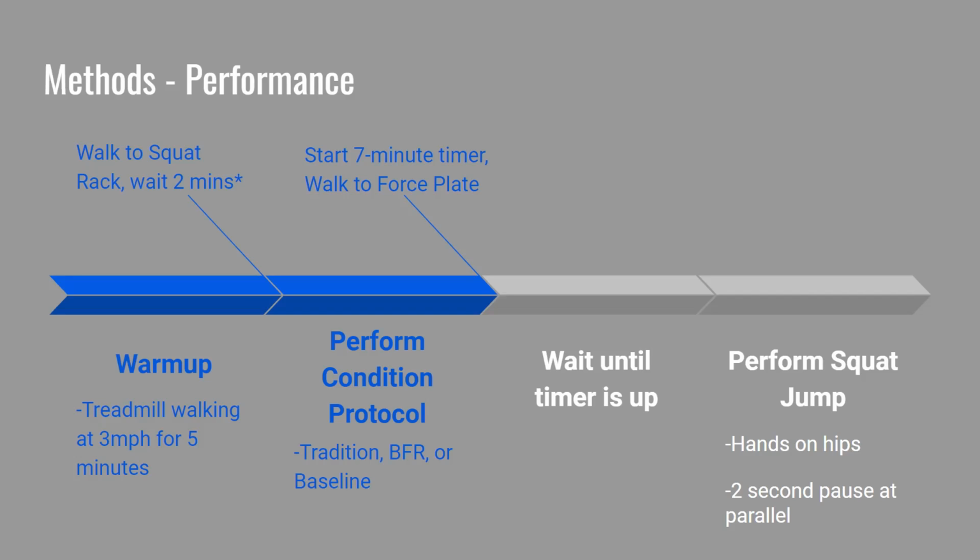After the bar was re-racked, a 7-minute timer was started. If the participants were doing condition 3, the BFR cuffs condition, they had to take the cuffs off at that time. The participants walked from the room where the squat rack was to where the force plates and the motion capture system were, and stood in front of the force plates waiting for the timer to go off.